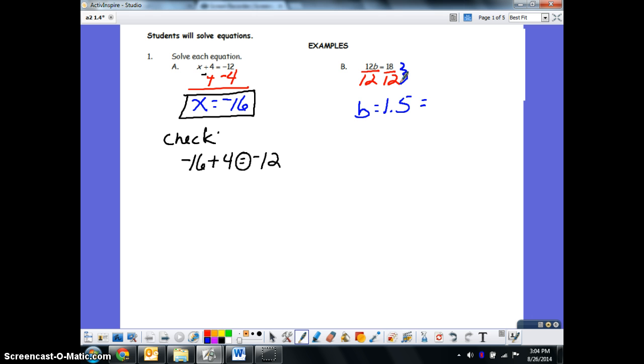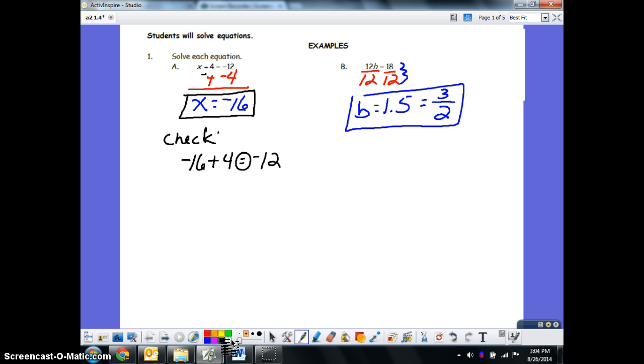Another option is we can take this 18/12 and look for the greatest common factor, reducing that fraction. And 6 is the greatest common factor of both of those numbers. Both of those are evenly divisible by 6. When we divide 18 by 6, we end up with 3. When we divide 12 by 6, we end up with 2. Either of those two solutions would be acceptable.